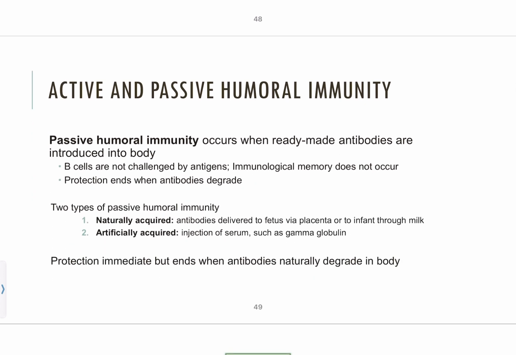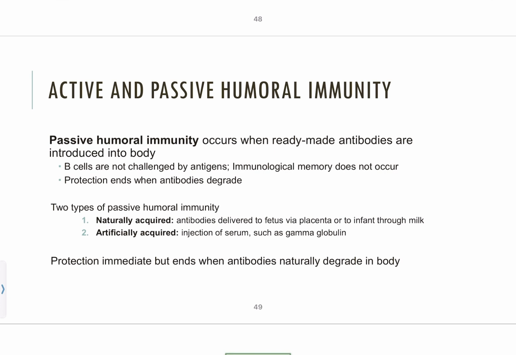So passive humoral immunity, again, we have two different types. We either have naturally acquired or we have artificially acquired. So if we're talking about passive immunity that's occurring naturally, one example of this is when the mother passes antibodies to her baby through the placenta or milk. Or we can have artificially, through which we're getting antibody injections like anti-serums or even monoclonal antibodies that are being used in treatments.